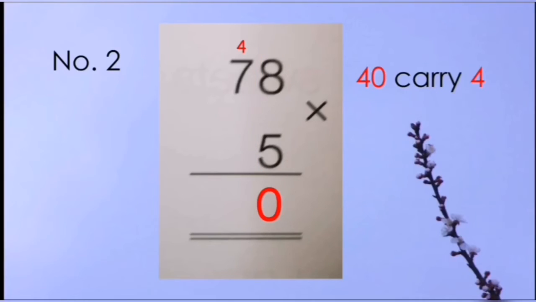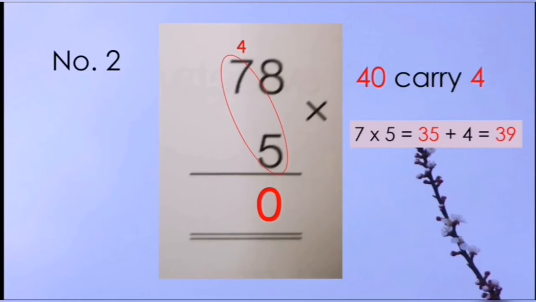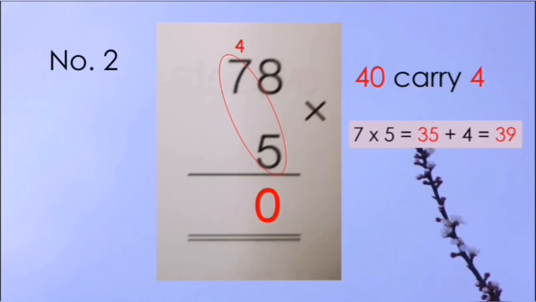Next, let's multiply 5 and 7. First, we will answer and then add the number that we carry, which is number 4. So 7 times 5 equals 35. Plus 4, we get the number 39. So now our final answer is 390. So this is my last example for activity number 2 in page 170. So please answer the rest of this activity on your own.